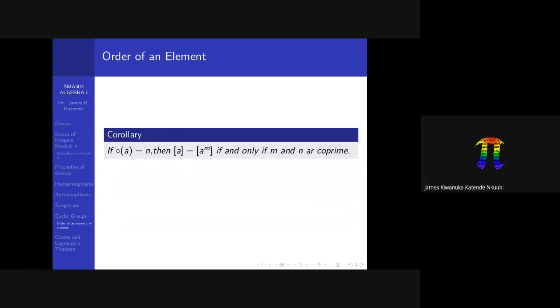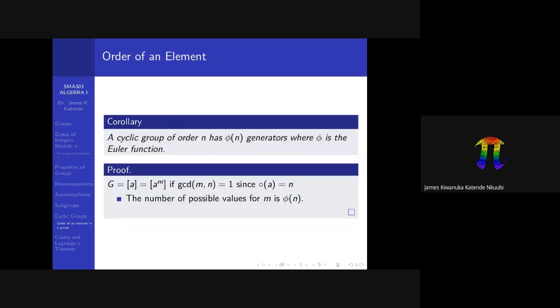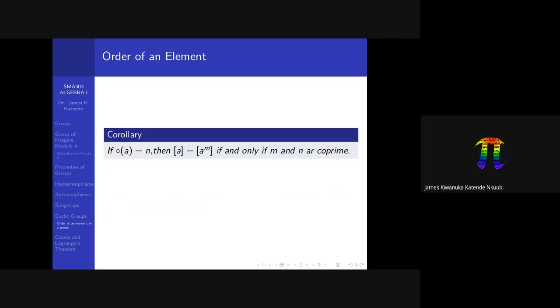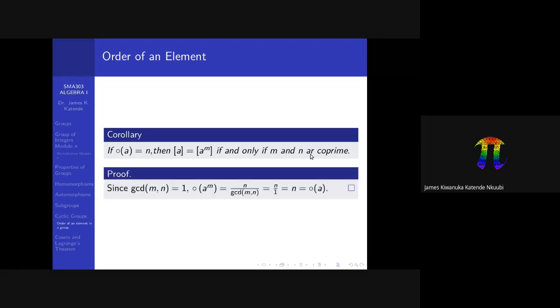So that's the proof itself. But there are some consequences of this theorem. The first one is this. If the order of A is equal to N, then the cyclic subgroup generated by A will be equal to the cyclic subgroup generated by A raised to M if and only if M and N are co-prime. Co-prime simply means M and N have greatest common divisor equal to 1. Another word for co-prime is relatively prime. So let's see if we can prove this.